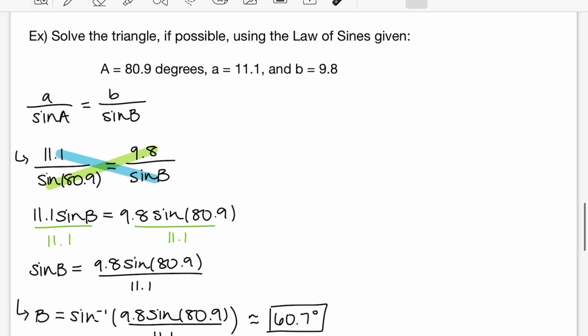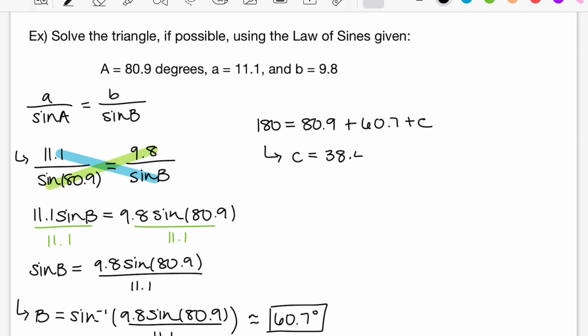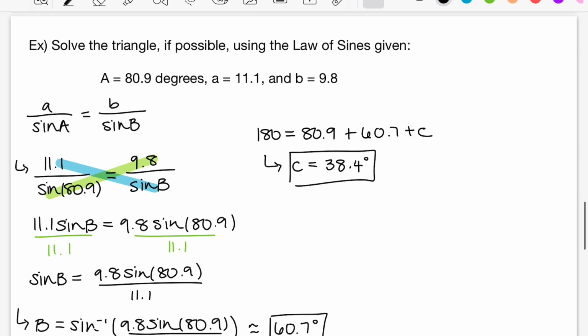All right, so we found our second angle here using our law of sines. Now that we have two angles, what we can do is use the fact that the sum of all three of these angles is going to be equal to 180. We can use this information to find our angle C. So getting C alone, we'll take 180 minus 80.9 minus 60.7, and we'll get C is going to be equal to 38.4 degrees. All right, so the last piece of information that we need to find is then going to be our side length C.